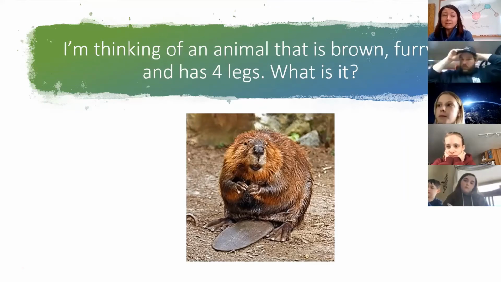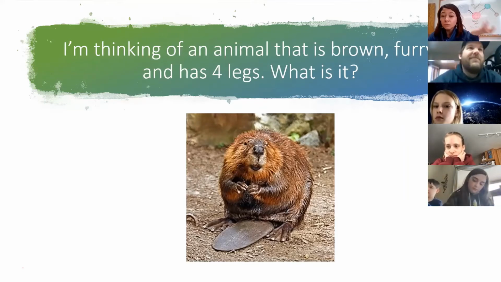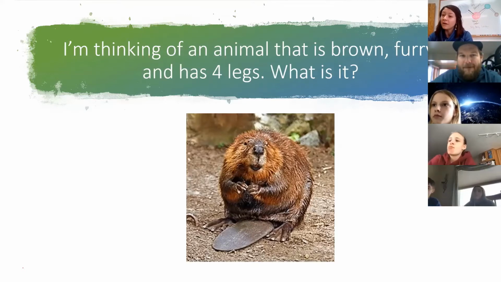So if I was a scientist out in the field and I saw this really crazy animal, it was brown and furry and had 4 legs, everyone would be like, what are you talking about? So you have to be really specific when you're classifying things, whether it's a living thing like an animal or a non-living thing, okay?